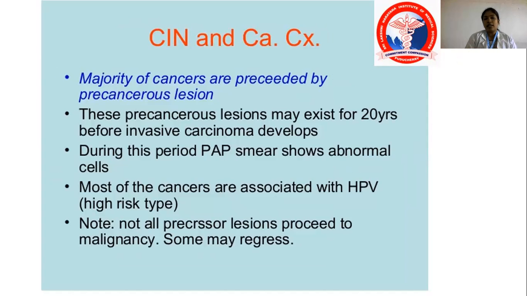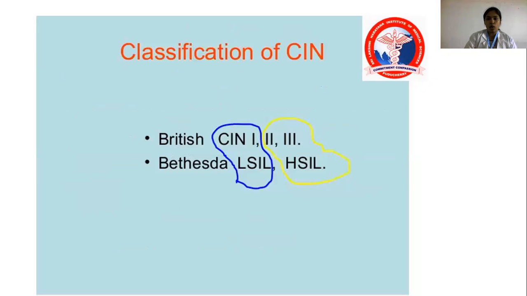So majority of cancers are preceded by precancerous lesion. These precancerous lesions may exist for 20 years before invasive carcinoma develops. During this period, pap smear shows abnormal cells. Most of the cancers are associated with HPV high risk. Not all precursor lesion proceeds to malignancy, but some may progress also.